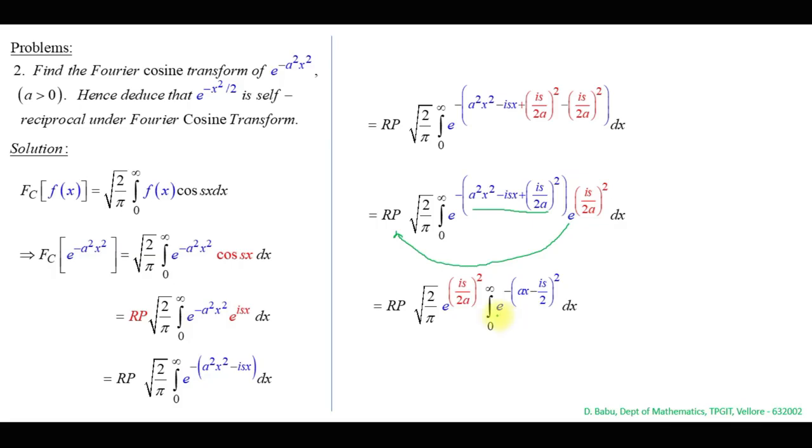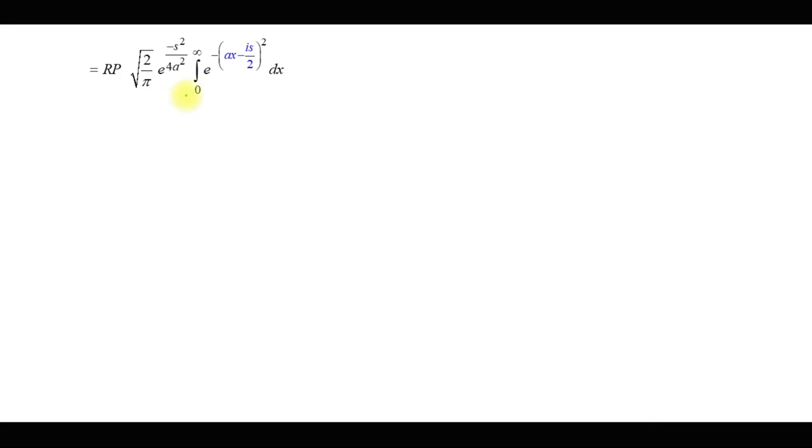Okay. Next, what is i squared s squared? Minus s squared by 4a squared. So, this is e^(minus s squared by 4a squared), integral 0 to infinity, e^(minus (ax minus is by 2a) whole square) dx. Now, take ax minus is by 2a as y. Put y equal to ax minus is by 2a. Differentiating on both sides, we get dy equal to a dx. This implies dx equal to dy by a.